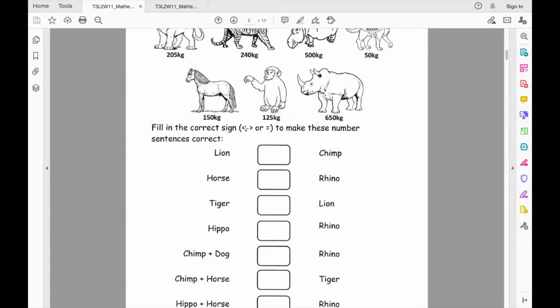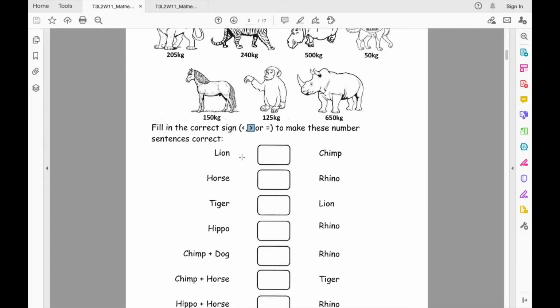Now, these signs, by the way, have other names. This first one means something is less than something. This one over here means something is bigger than something else. So there's a different order. And we are going to use these signs to make these number sentences correct.